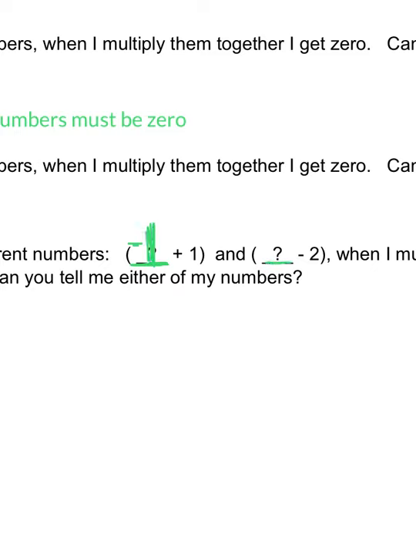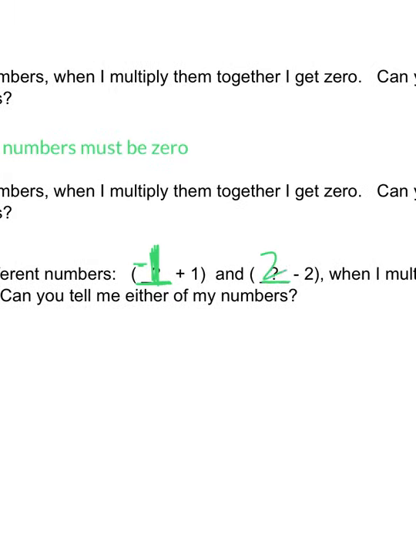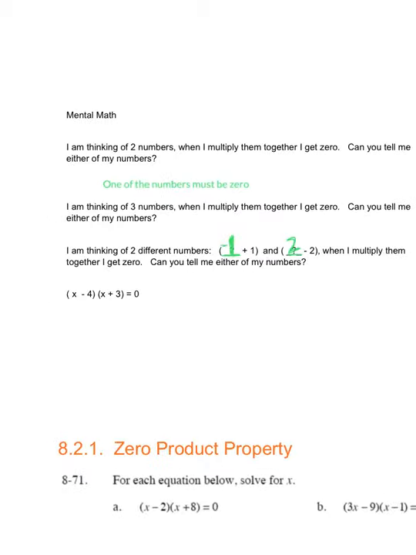My other number, if I minus 2, I have to make 0. So my other number must be +2, because +2 minus 2 is 0. And if I multiply 0 by any other number, I'm going to get 0.